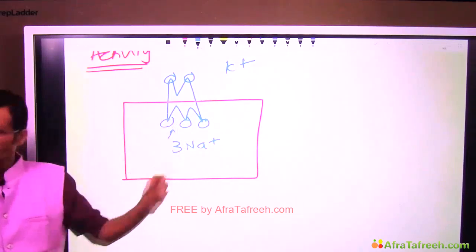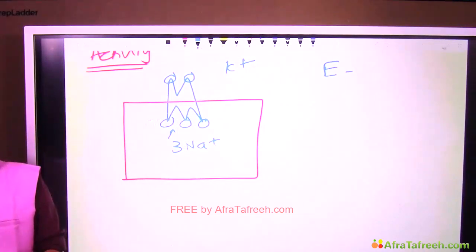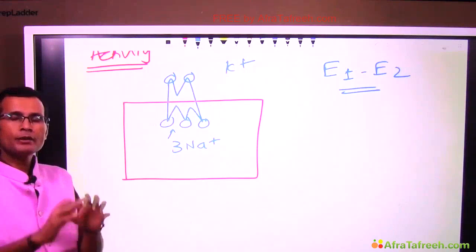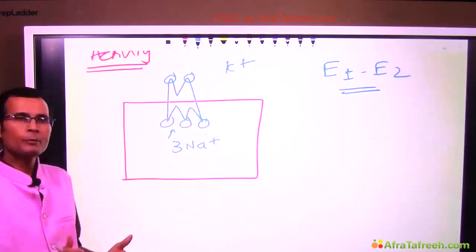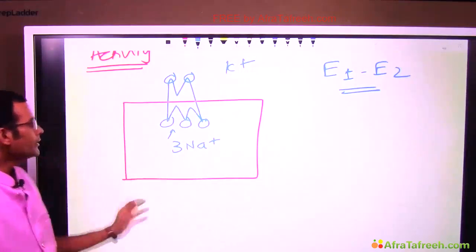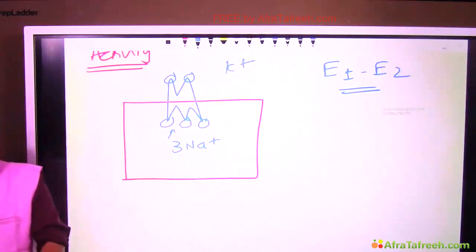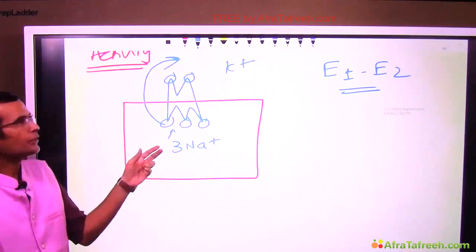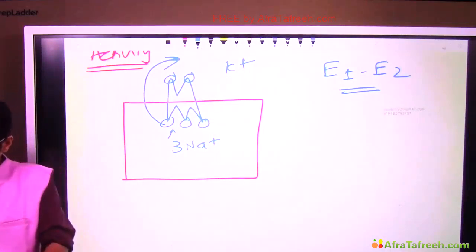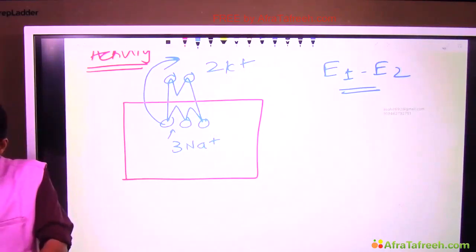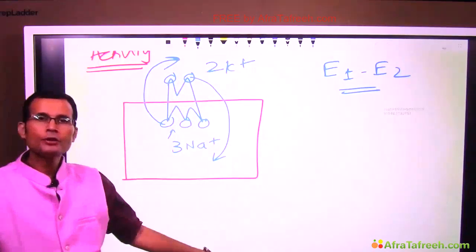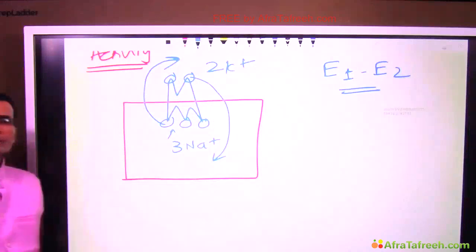Well, let me just add one more point. This pump is also called E1, E2 pump. E1, E2 are the 2 conformational states of the pump. In the E1 state, it binds the sodium, binds the ATP, and then sodium is thrown out. And then in the E2 state, it will bind the potassium. 2 potassium ions from the outside are transported into the cell.